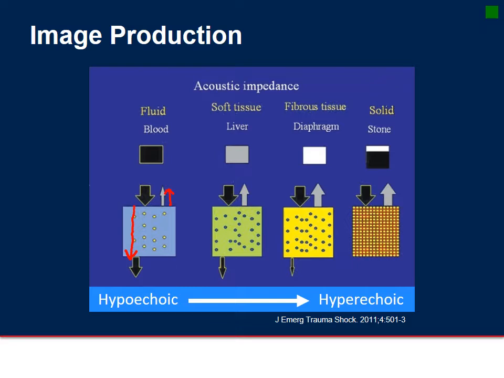On the other hand, something like the diaphragm has a very high impedance, and so it has a high resistance to ultrasound waves passing through it. And so very little of the ultrasound waves can pass through the diaphragm, and most of the waves are reflected back to the transducer. So objects with low impedance appear dark on ultrasound and are called hypoechoic, and objects with high impedance appear bright on ultrasound and are called hyperechoic.